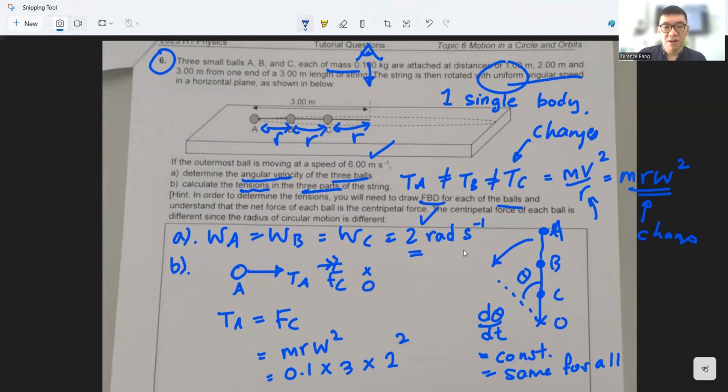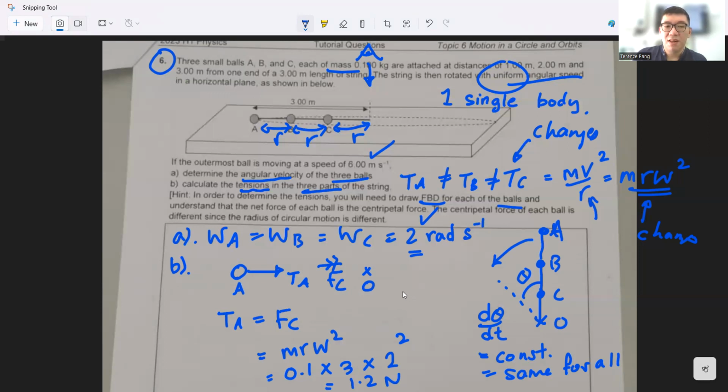Okay, very crucial. Students get stumped by this very often. So your understanding of free body diagram is important. What's your answer for this? 4.2. And what is a unit? What's a unit for tension? Newton. And then we are done with this.